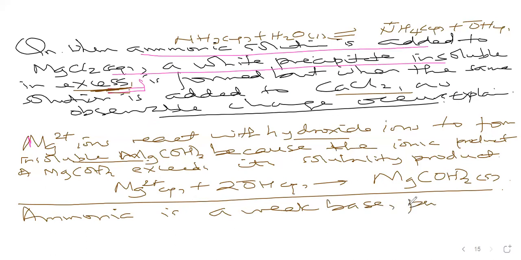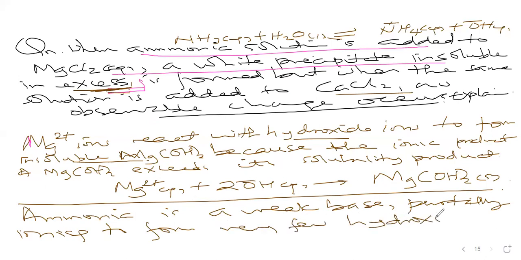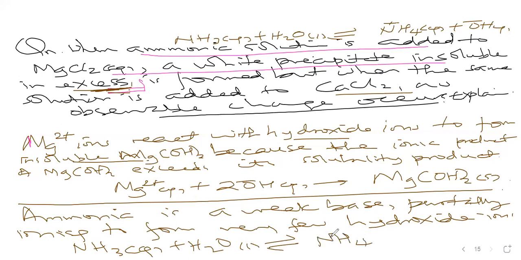partially ionizing to form very few hydroxide ions. So you have ammonia, water, very weak base, partially ionizing to form ammonium ions and hydroxide ions.